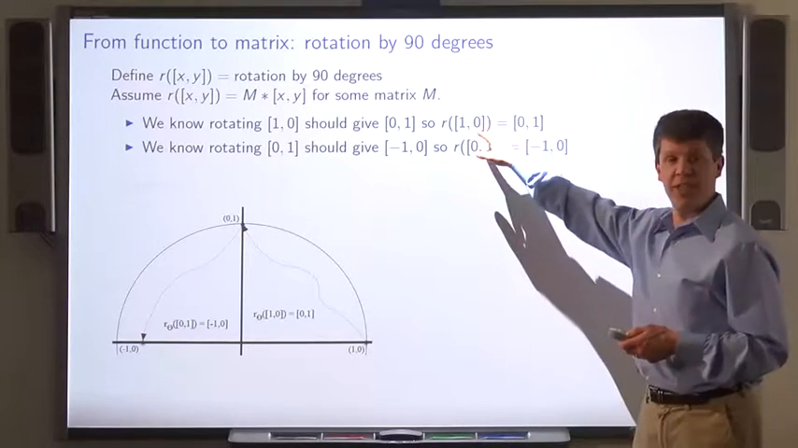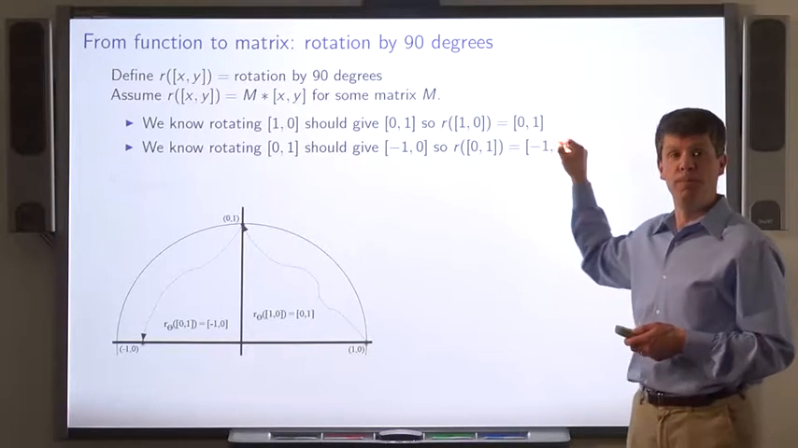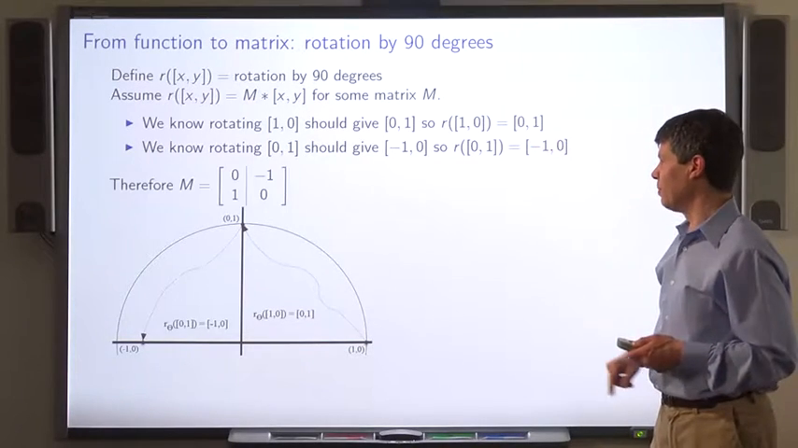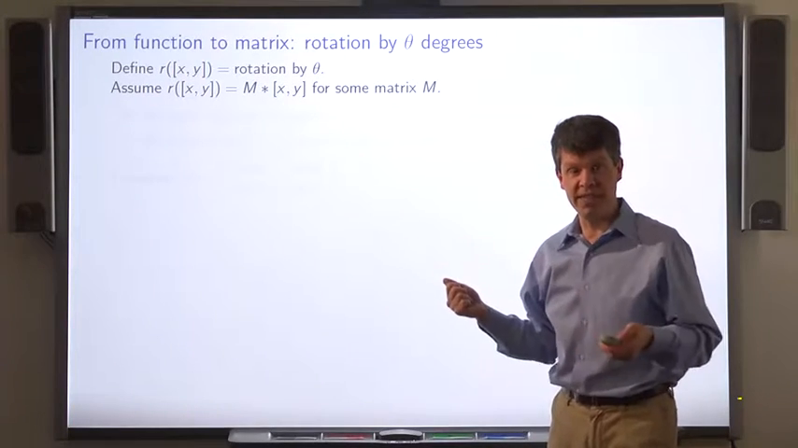Since the first standard generator maps to (0, 1) and the second standard generator maps to (-1, 0), we build the matrix by making these its columns. And there it is. Now we consider a generalization of the previous example.